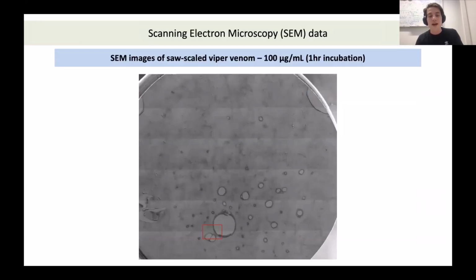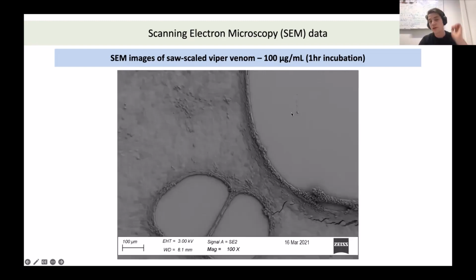Then we had some really nice SEM images of the pathology that we saw with the saw-scaled viper venom. This is basically the bottom of your Petri dish. It's not a normal Petri dish, it's a really tiny Petri dish, 96 well Petri dish basically. And then you can already see these really nice lesions where the cells are detaching from the bottom of the well. And if you then zoom in, you can really nicely see over here that this is the bottom of your well, which is a beautiful, clear bottom.